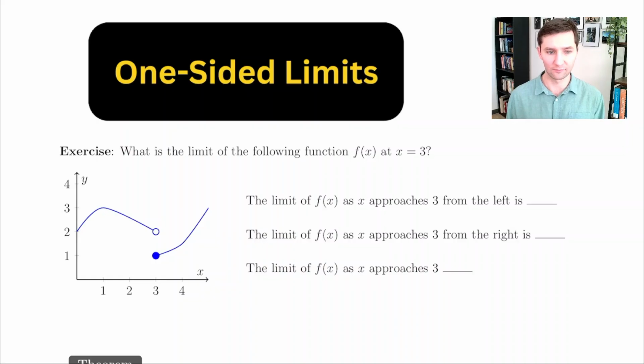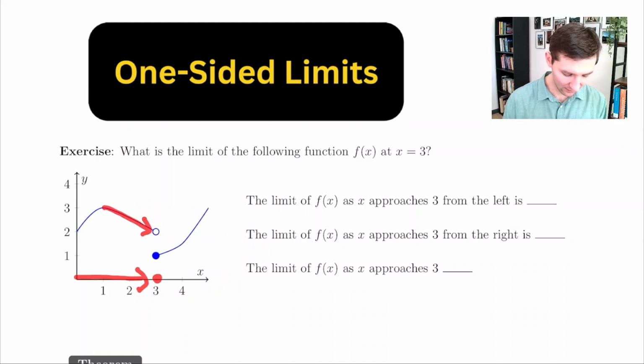To determine the limit at x equal to 3, first I find x equal to 3 on the x-axis. Then I use inputs that approach 3 from the left. When I do so, the outputs of my function get closer and closer to 2. So the limit of this function, as x approaches 3 from the left, is 2.